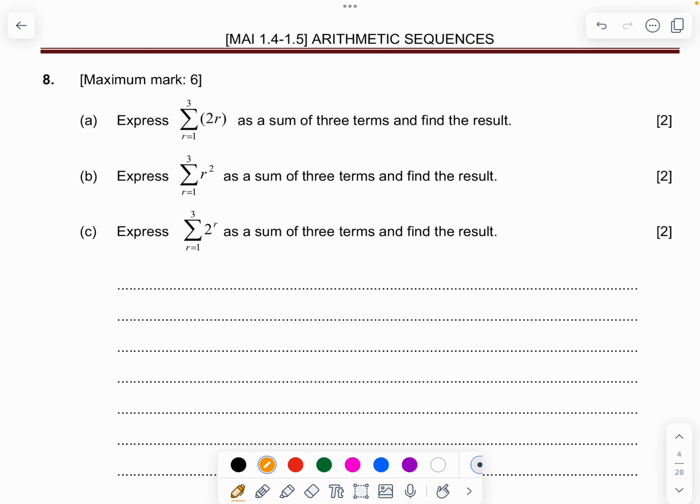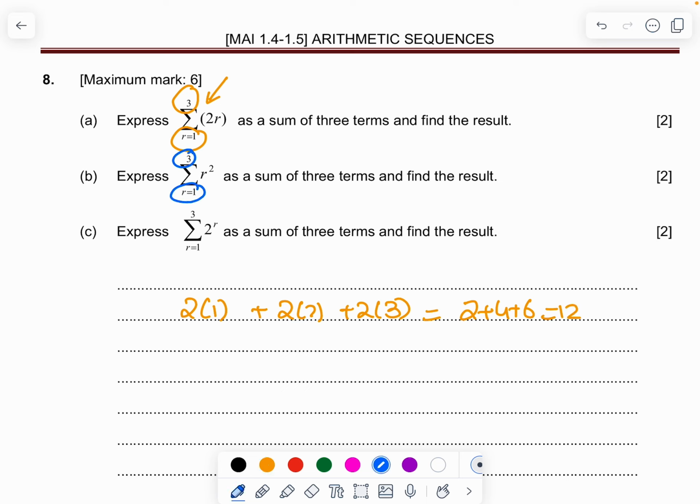Question number 8. Express this sigma symbol as a sum of three terms and find the results. So substitute 1, 2 times 1. Substitute 2, 2 times 2, because our value is from 1 to 3. And substitute 3, 2 times 3. So which is 2 plus 4 plus 6, which is 12.